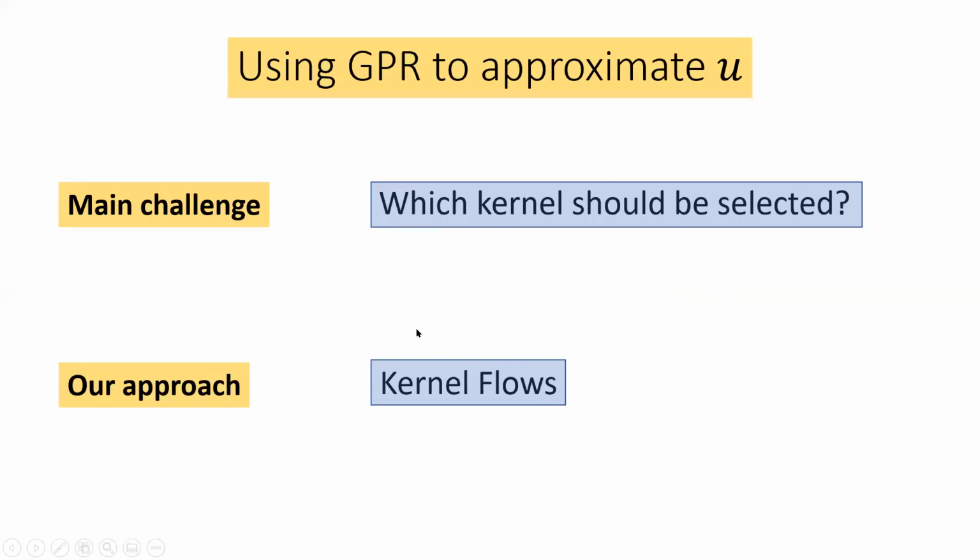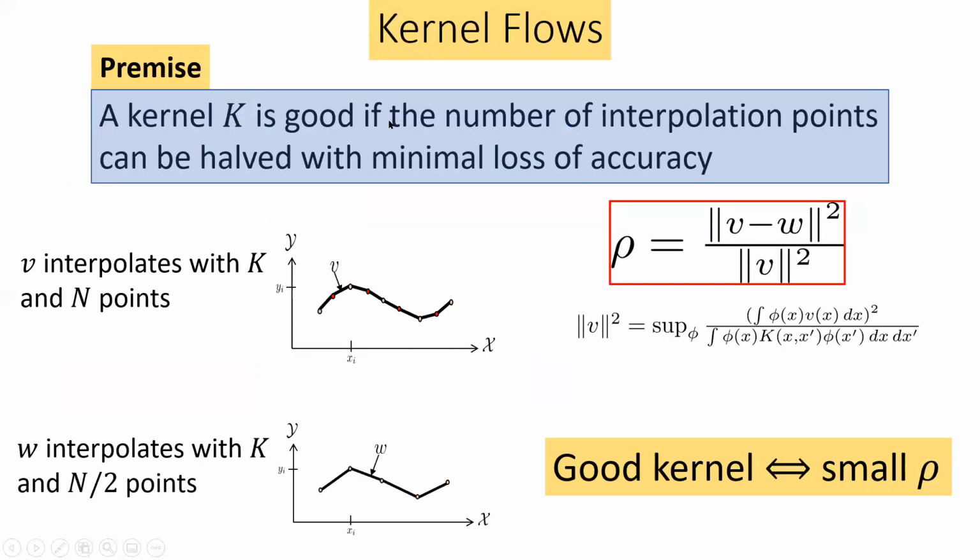Our approach is to use kernel flows as developed by my advisor Houman Owhadi. The main premise behind kernel flows is that a kernel is "good" if the number of training points can be reduced without causing a significant difference in the kernel interpolation. To quantify this, we look at interpolation v with kernel K using the full data set versus w, which is the same interpolation but only trained with half of the set. And we construct this rho to be the relative difference of these interpolations in kernel norm. So a kernel is good if this quantity is small.